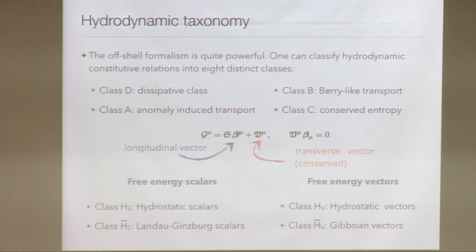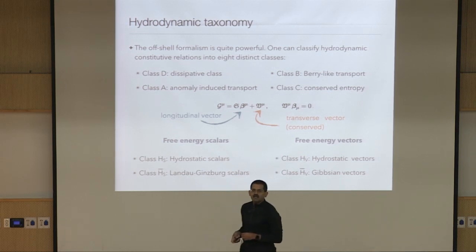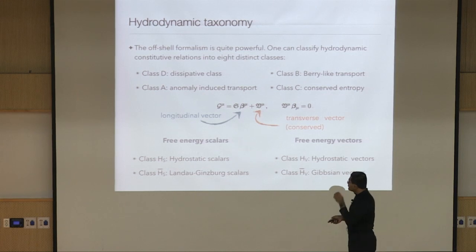But let me tell you the answer. So it turns out that there are 8 distinct classes of solutions to those equations, and this classification doesn't make any use of CPT properties. Other groups in the recent past have argued that maybe you can refine this classification using CPT properties. I'm not going to go into that. I'll point you to literature if you're interested.